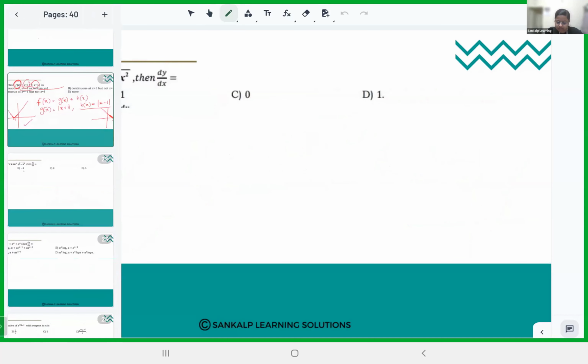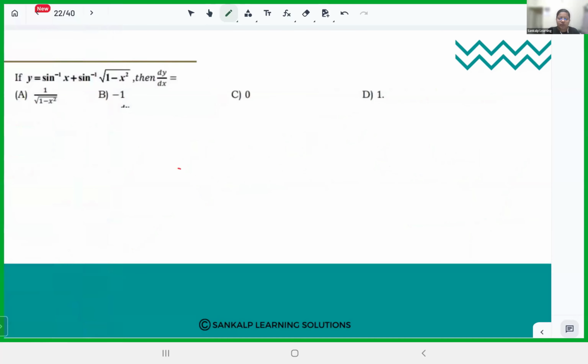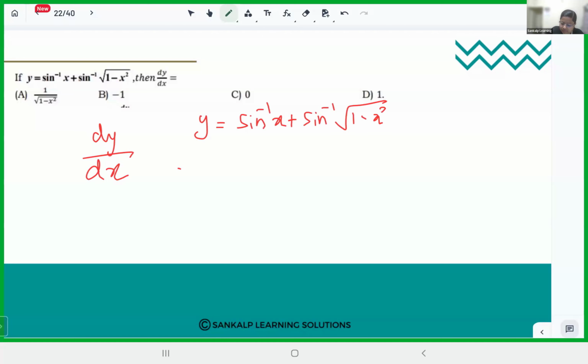All right, now we are moving on to the next question. So y equal to sine inverse x plus sine inverse of root of 1 minus x square. Then you have to find out dy by dx. So how will you do that? First we can write y equal to sine inverse x plus sine inverse of root of 1 minus x square. So first you find out the derivative of sine inverse x. Then you find out the derivative of sine inverse of root of 1 minus x square. Then if you add, you will get the dy by dx, right?